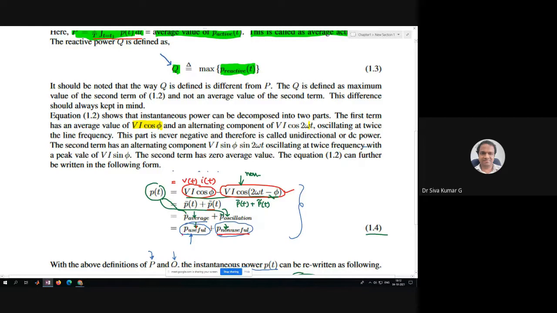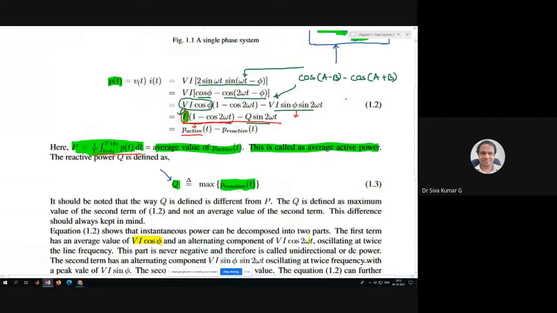This is basically from the literature, and we are going to use these equations in the coming discussion when we are considering the harmonics, when you have the voltage harmonics and the current harmonics.